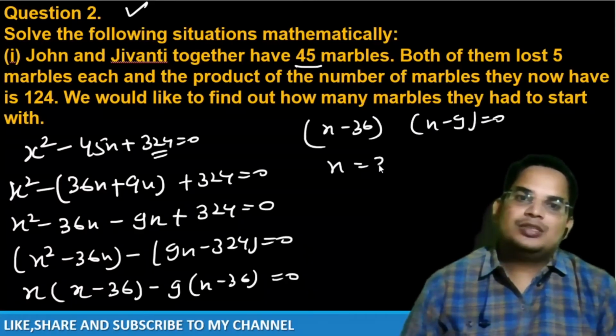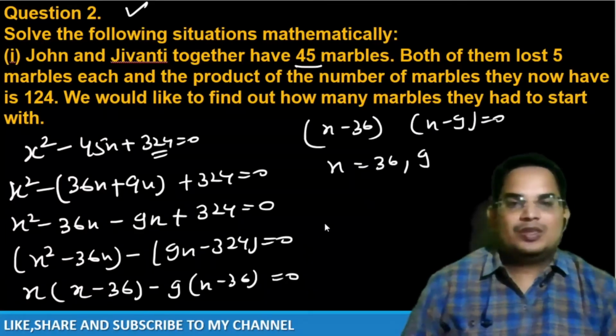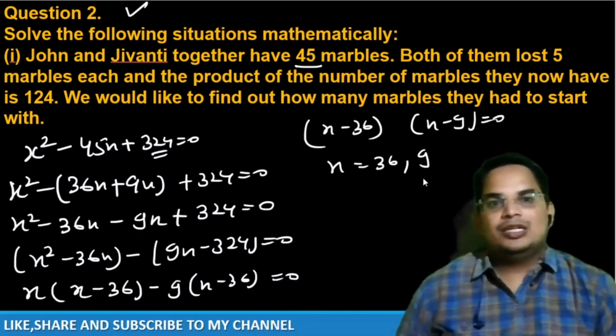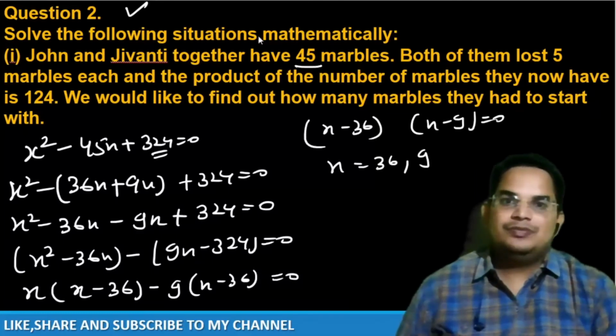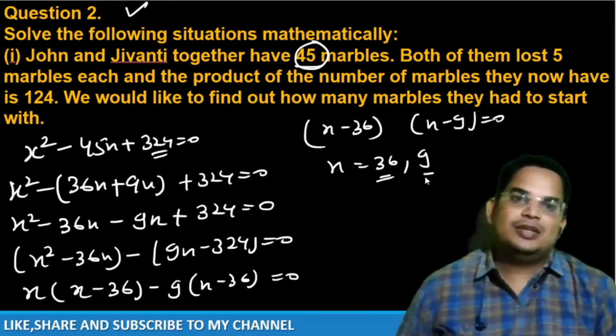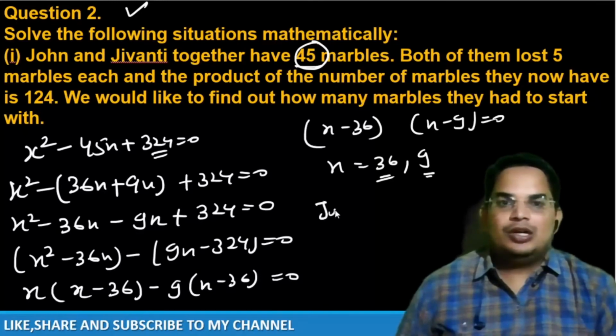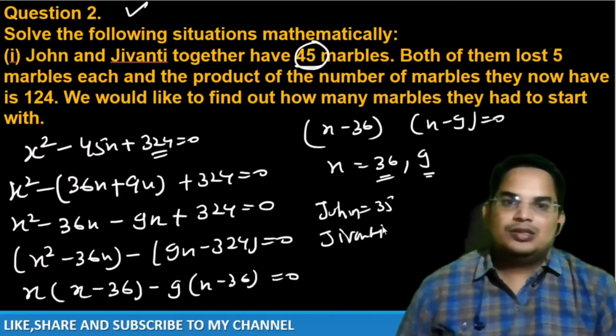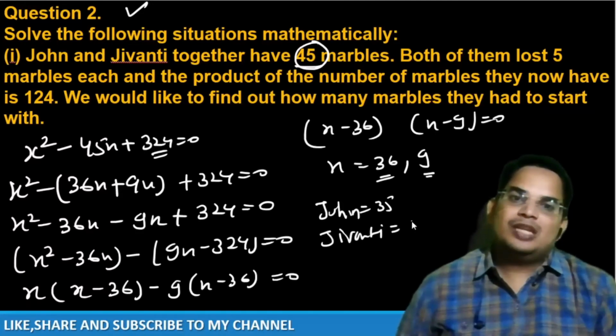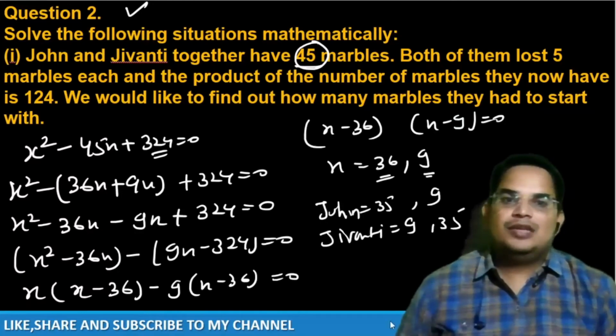So the value of x is 36, 9. You have the values 36 and 9. You can see one thing, children: how many total marbles are there? There are 45 marbles, so you can say 36 and 9. So when John has 36, Jivanti has 9 marbles, and when John has 9 marbles, Jivanti has 36 marbles.